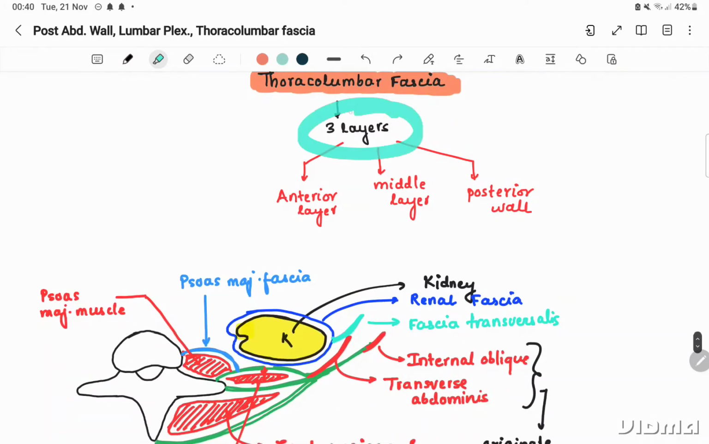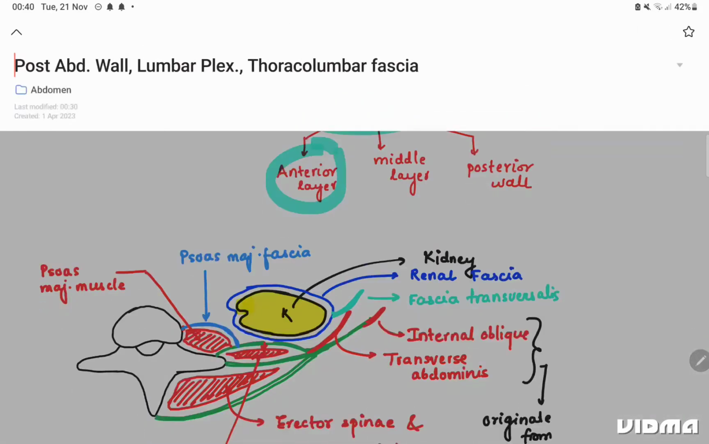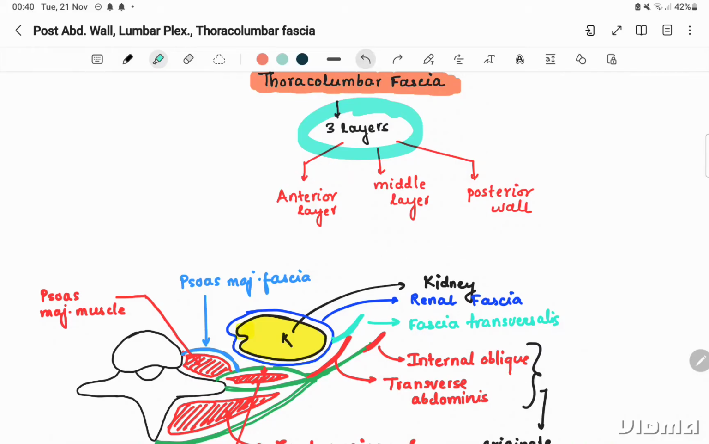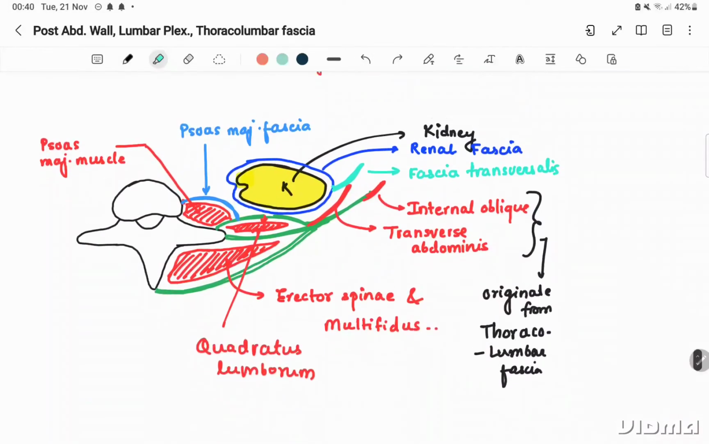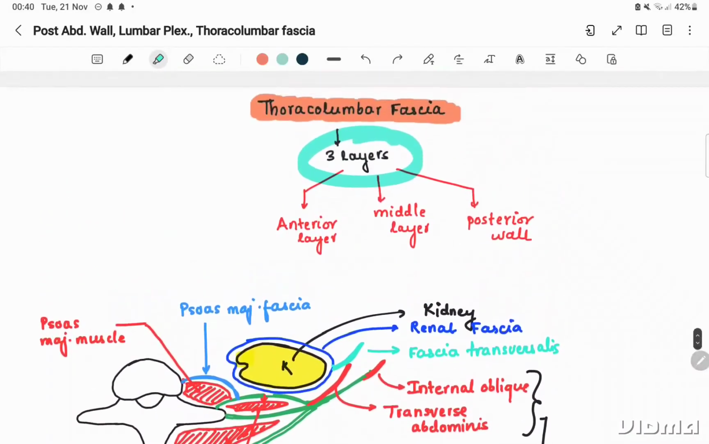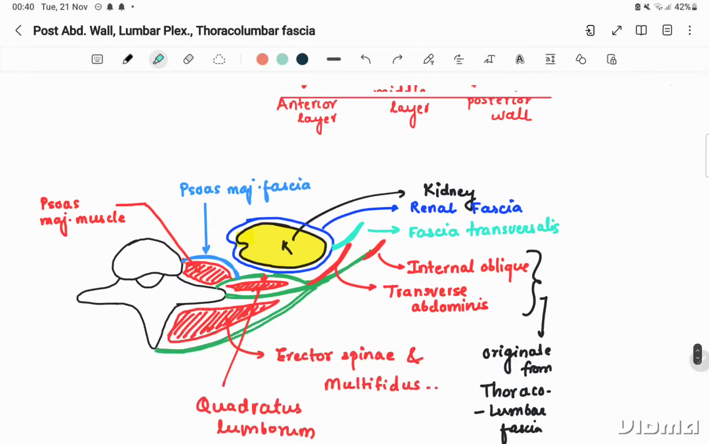So thoracolumbar fascia has 3 layers, that is your anterior layer, middle layer and the posterior layer. Okay, your anterior layer, middle layer and the posterior layer you can say. Okay, so you have the psoas major fascia and forming thoracolumbar fascia.